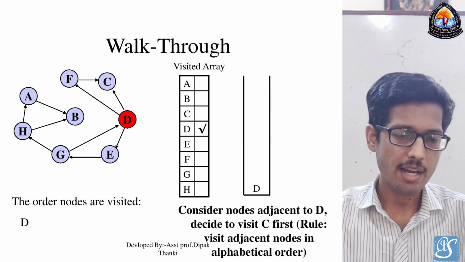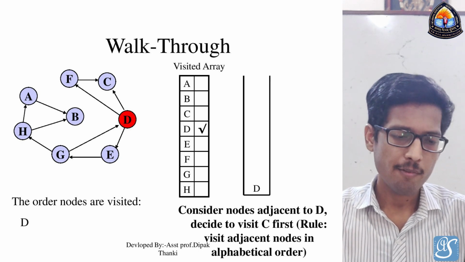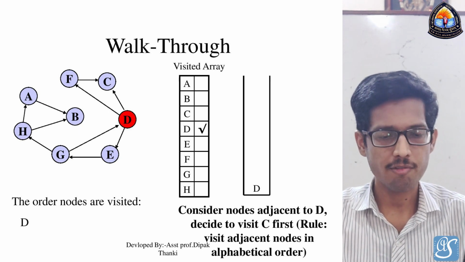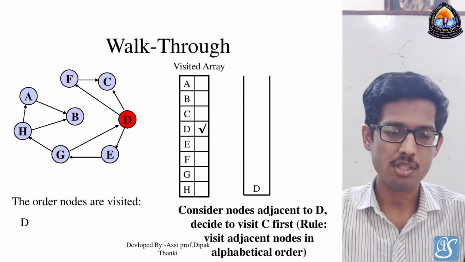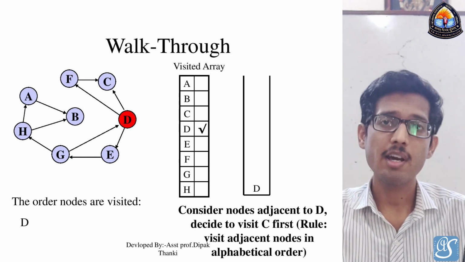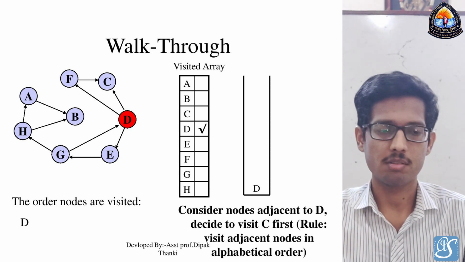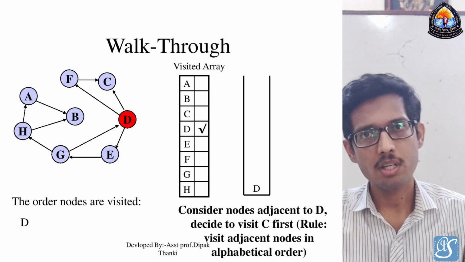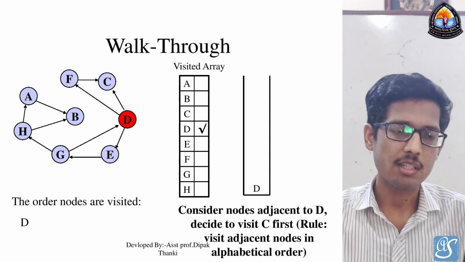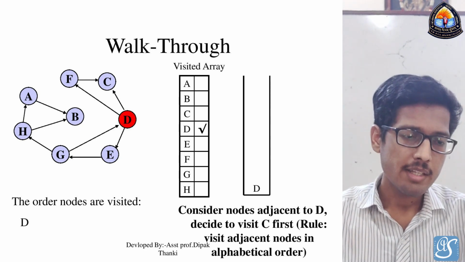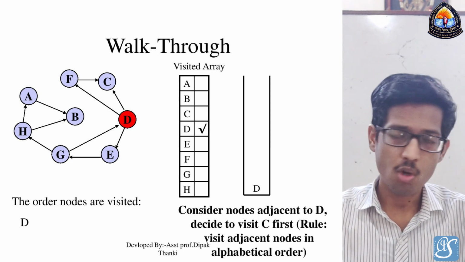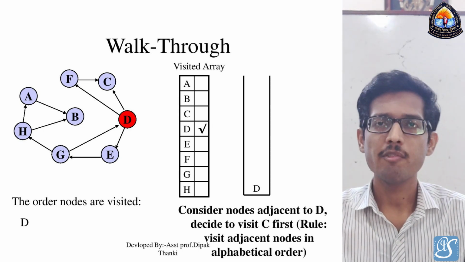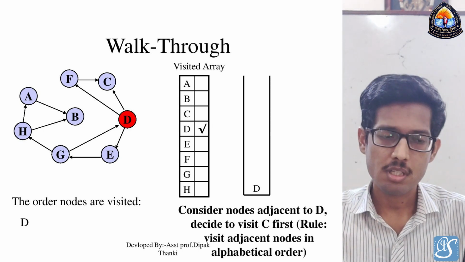Now in the next slide, the order nodes are visited. Consider the nodes adjacent to D. Decide to visit C first. Rule: visit adjacent nodes in alphabetical order. Here we are considering alphabetical order. So that's why our next element will be node C, because you can see in the graph D has two adjacent nodes, one is C, the second one is E. So here we will give first preference to C.